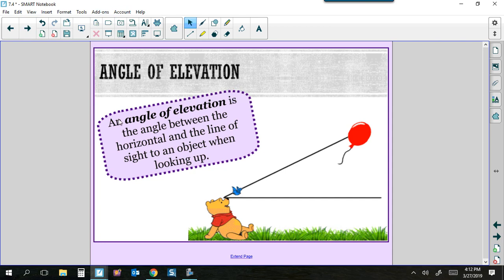So right here is our horizontal this time. And then he, from looking straight, is now looking up at the balloon. So this is our line of sight. So the angle of elevation is going to be right here.